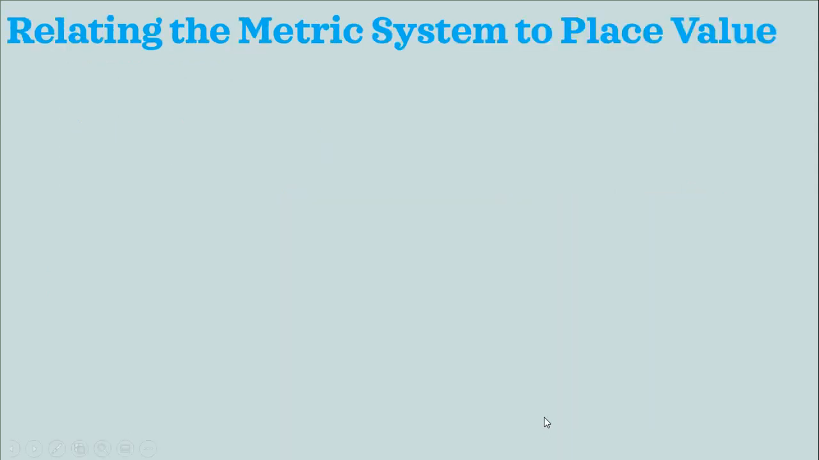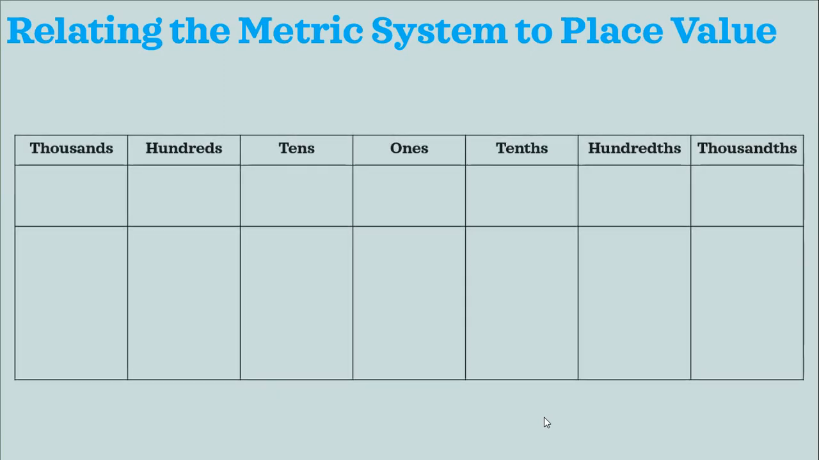Let's relate the metric system to the place value system. Here we have a place value chart. In the center is our ones place. In the center of the metric system we focus on 3 units in the metric system: meters, grams, and liters. Meters is used to measure distance. Grams is used to measure weight. Liters is used to measure liquid capacity.